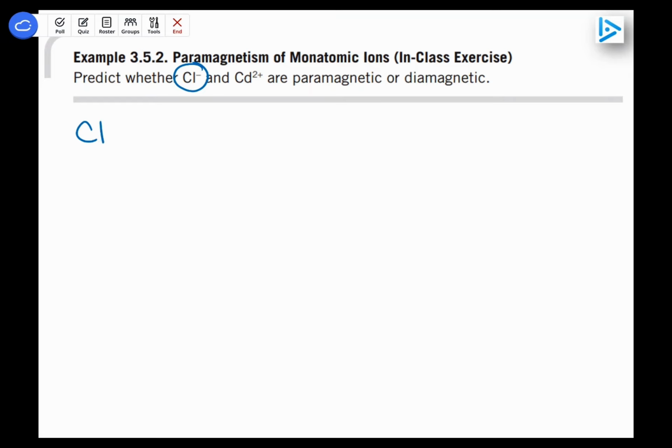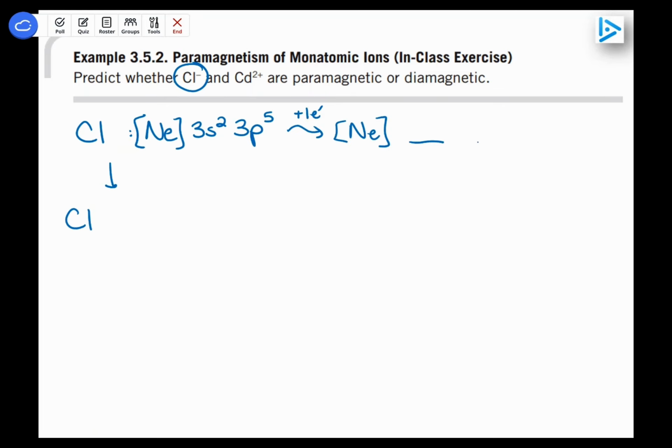If we are writing out the electronic configuration for chlorine, we would write out neon and then 3s2, 3p5. But if it's chloride, that means it has gained an electron. And now I'm going to draw out the electrons in 3s and 3p orbitals. We still have 2 electrons in 3s, but we now have 6 electrons in our 3p orbitals. We singly fill, and then we doubly fill.